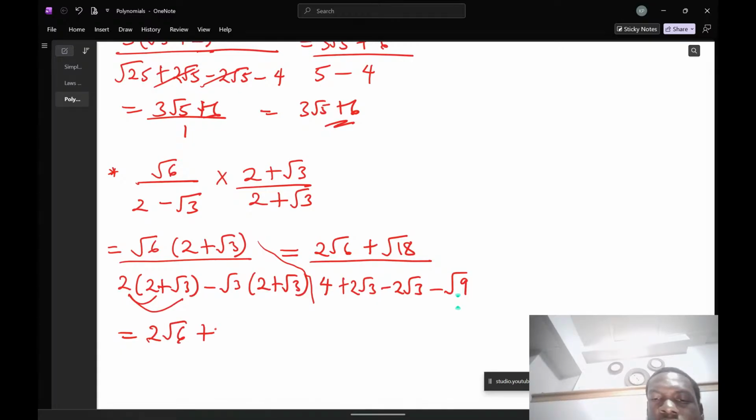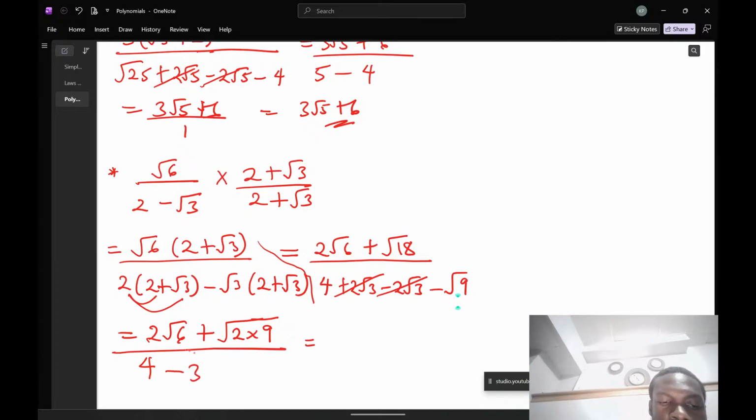So root 18 can be broken down into root 2 times 9. 2 times 9 will give 18. We can find its perfect square root of 9. So we have 4 plus 2 root 3 minus 2 root 3 minus root 9. So plus 2 root 3 will cancel minus 2 root 3. And we have 4 minus root 9, the square root of 9 is 3. So that will be 4 minus 3.